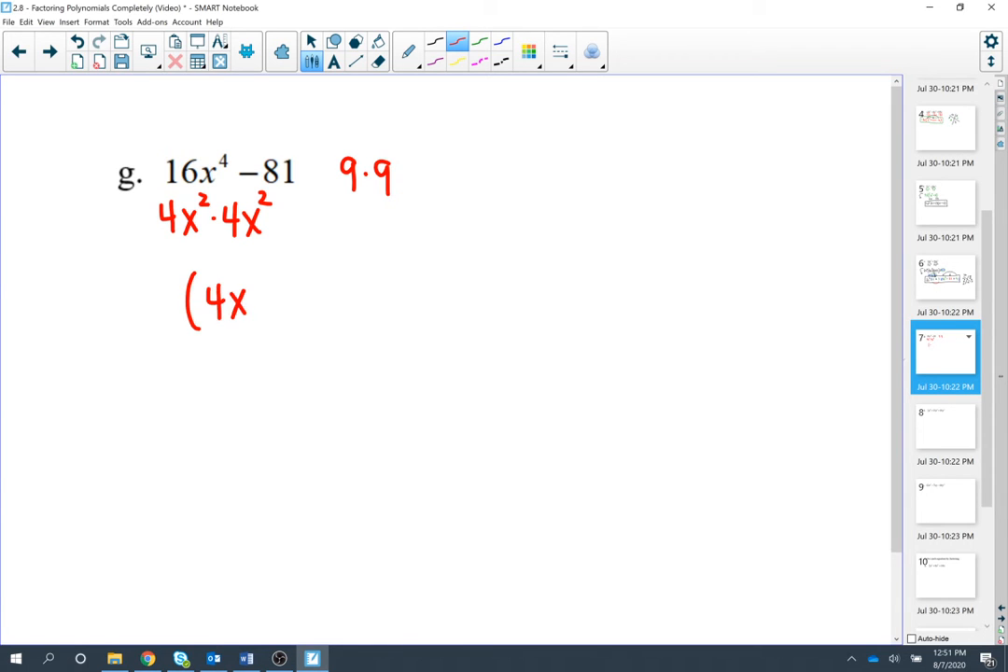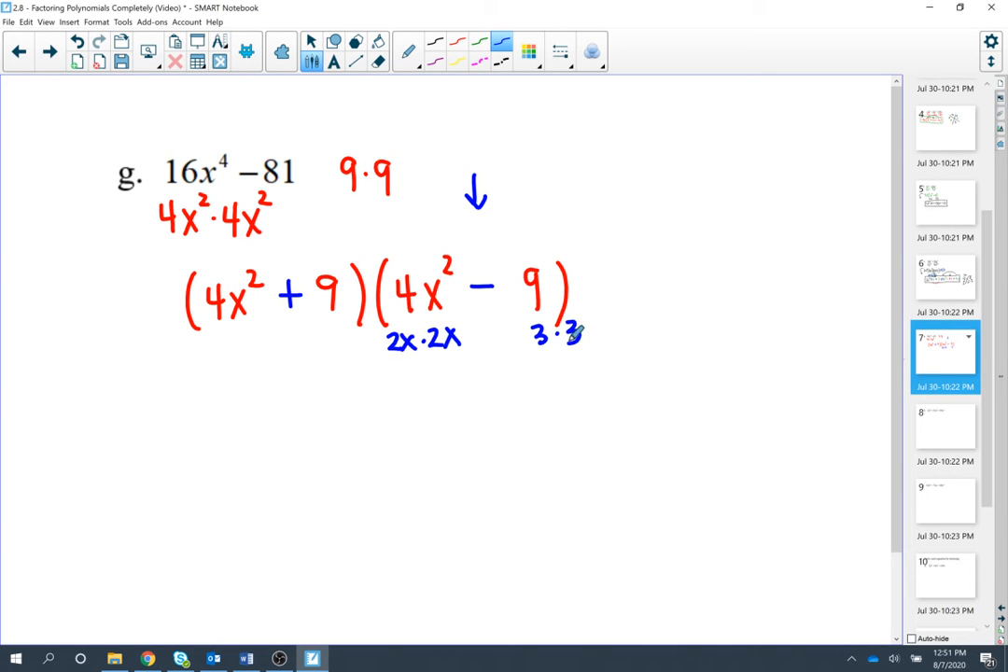So 4x squared, 4x squared, 9, 9. Plus, minus, done? No. Take a closer look. Take a look at this second one. 2x times 2x. 3 times 3. Subtraction. Okay, now, why will that not work on the first one?